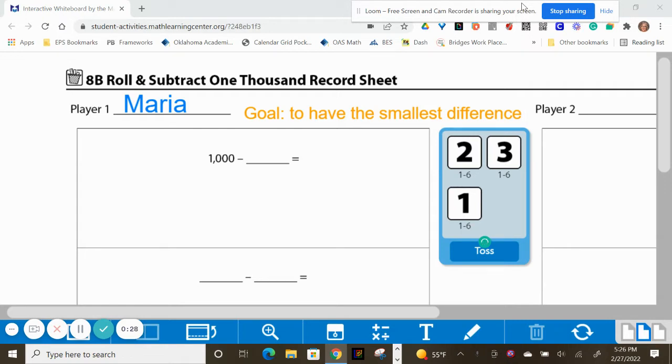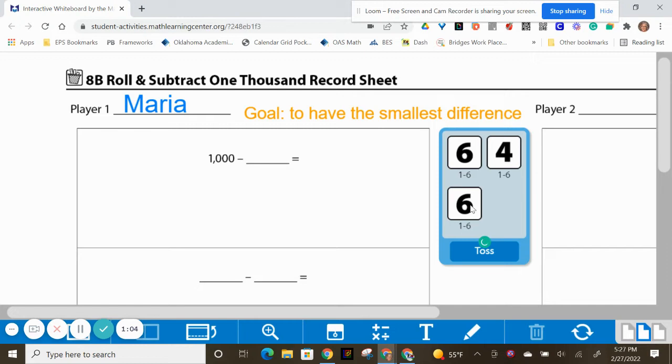And then once we know who goes first, that person will roll all 3 dice like this. And then they're going to make a 3-digit number out of the 3 numerals that they have here. So in my case, I could make 646 or 466 or any arrangement that I want to do with my 3 dice. But my goal, I have to remember, is to have the smallest difference. You might remember that difference is the answer to a subtraction problem.